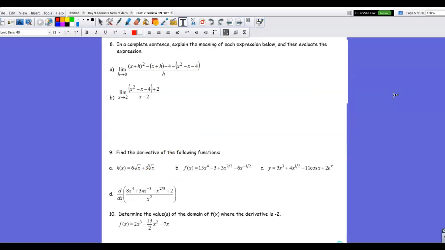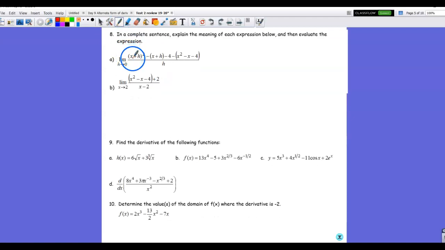Number 8, in a complete sentence, explain the meaning of each expression below and then evaluate the expression. So it looks to me like we're looking at some possibly general and point-specific derivatives. So let's see, it looks like right here we have f of x plus h minus f of x over h. So to me, it looks like we're looking at the general derivative. Let's type again, I like that better. I should do this more often. Erase. Just do this. Come on, Jernigan, you're smarter than that. Okay.